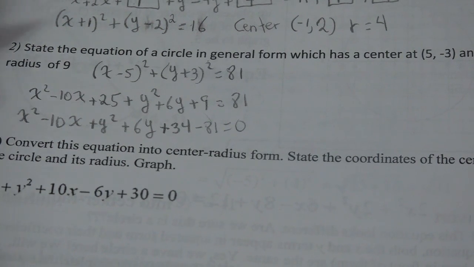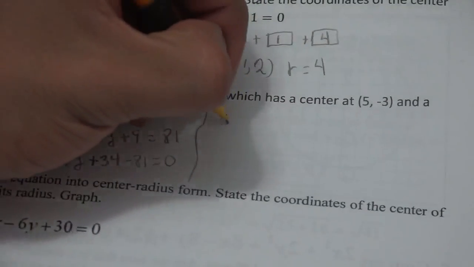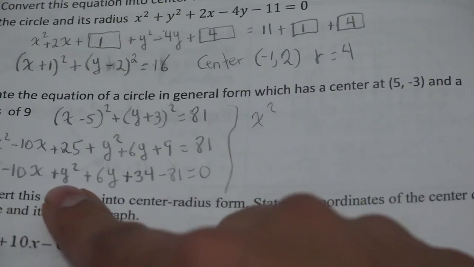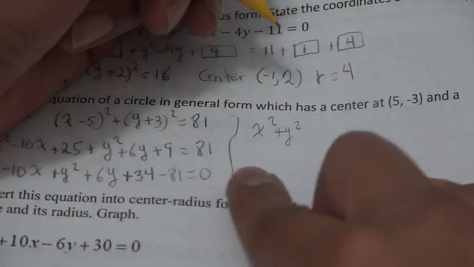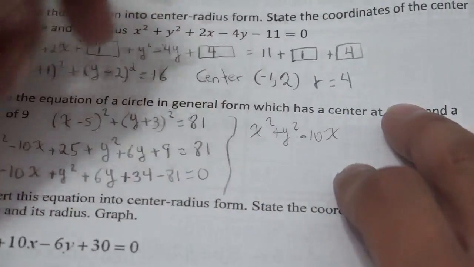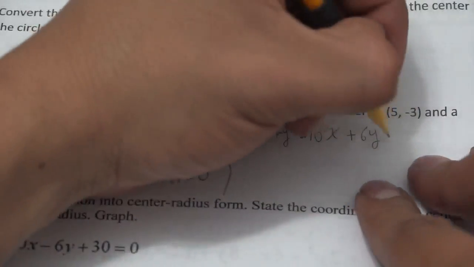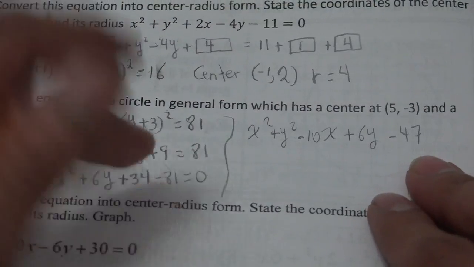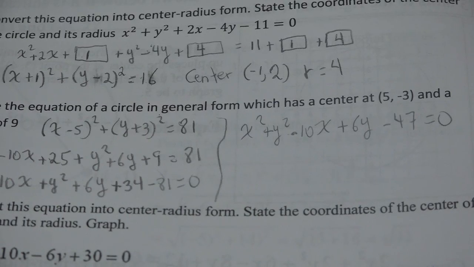That is negative 47. So when I write the equation, I put the x squared and y squared together: x squared plus y squared, and then the linear terms, minus 10x plus 6y minus 47, which is 34 minus 81, and that equals 0. And that is in general form. Boom.